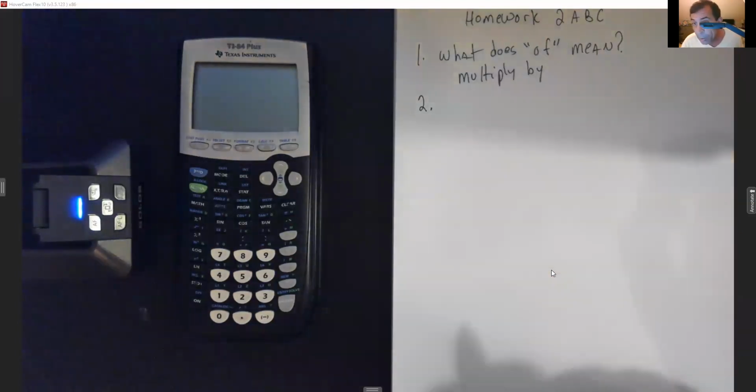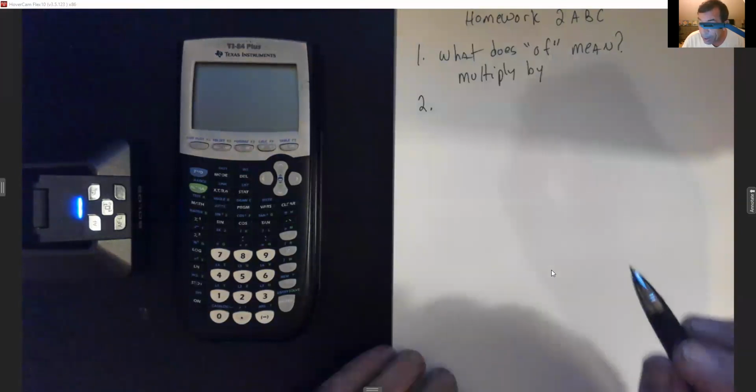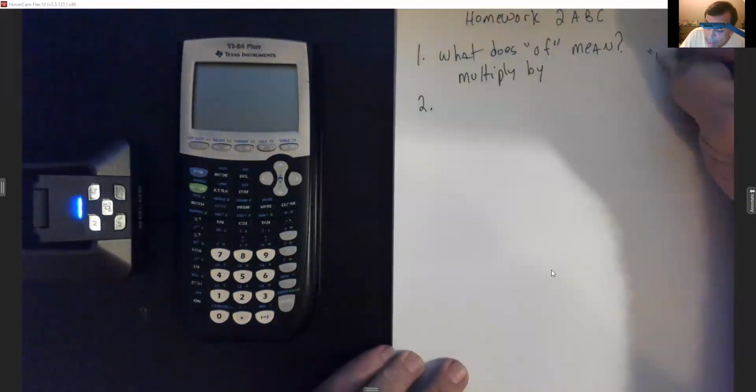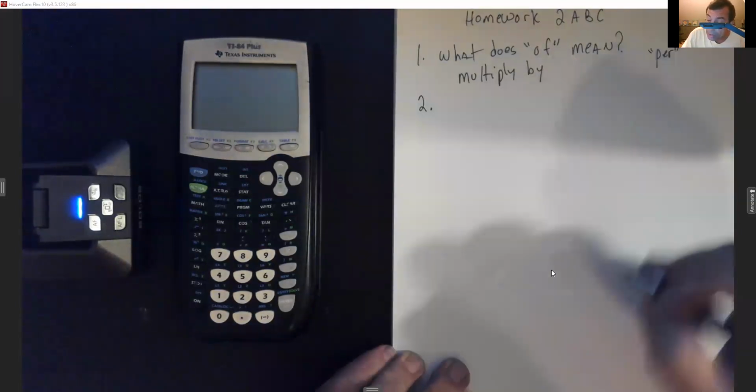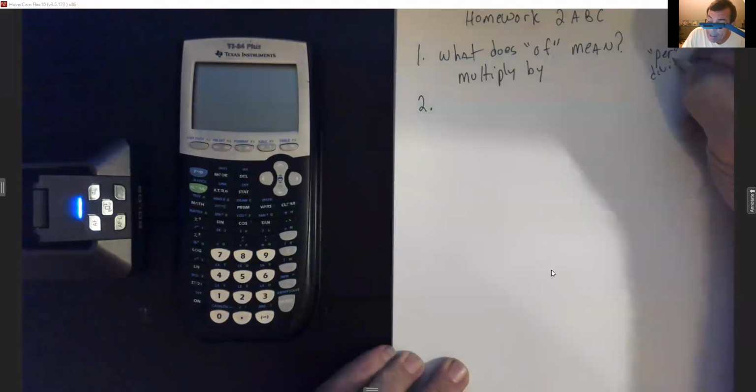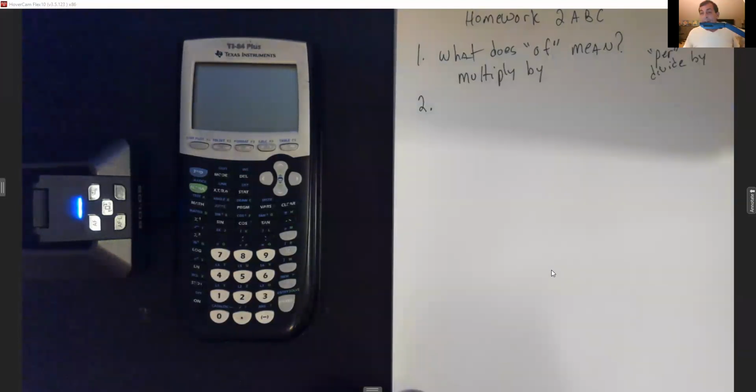And then remember this one too. I didn't ask it here, but "per," P-E-R, means to divide by. Okay, divide by for "per" and multiply by for "of." Two little words that mean a lot.